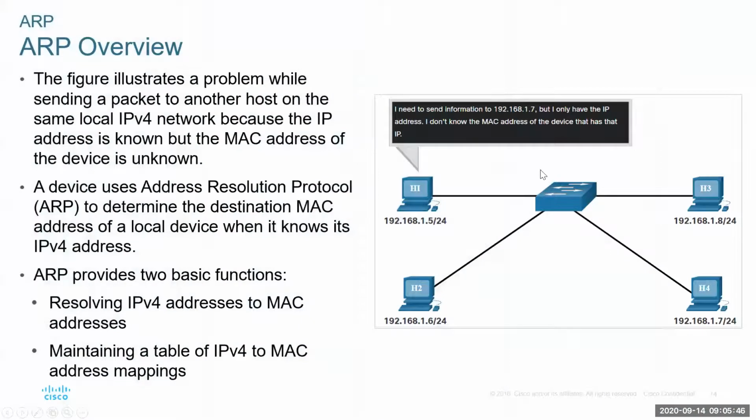So ARP in and of itself, the problem here in this figure says I need to get information to 1.7, but I only have the IP address and don't know the MAC address of the device that has the IP. So what ARP will do is send out an ARP request that goes out here. It goes out to the switch, and that switch will end up doing ARP requests out to try to see if it knows what it is. If it already knows what it is in its MAC lookup table, then it will go ahead and send that information back to the original host. And that's kind of the benefit of a switch versus the old days when we had hubs.